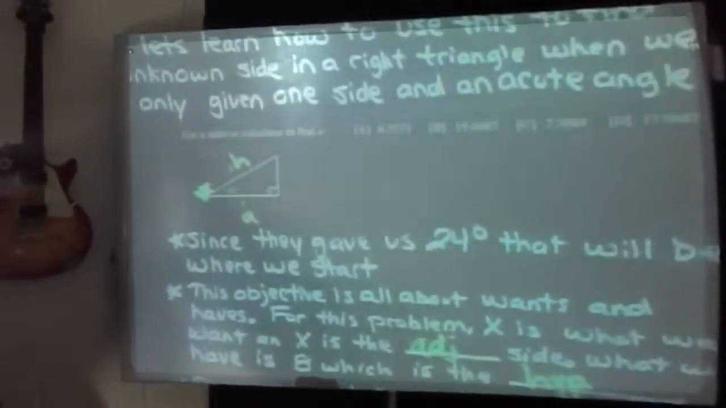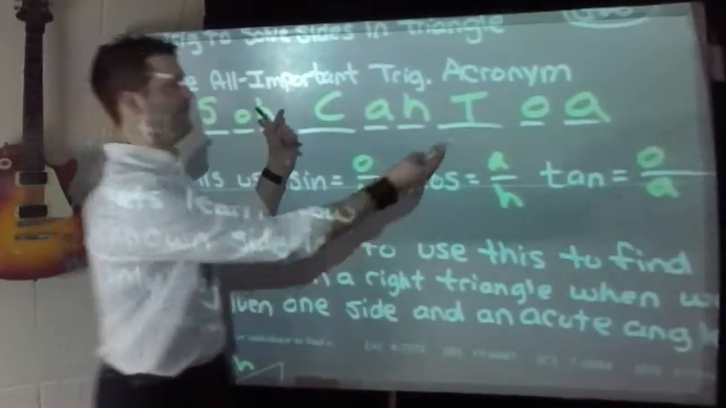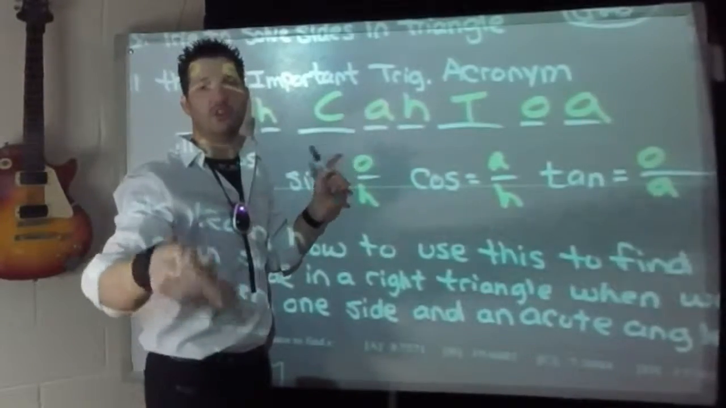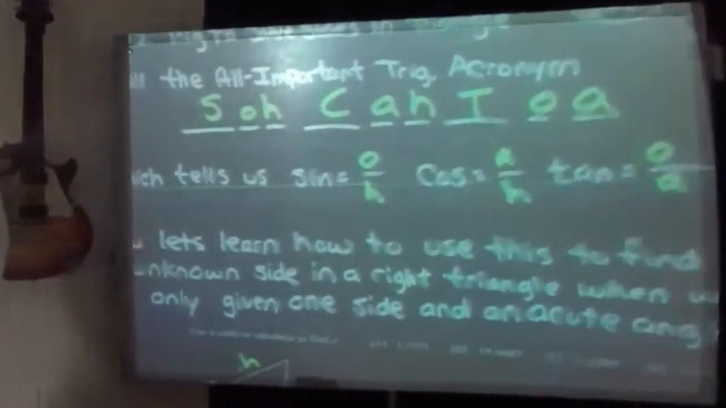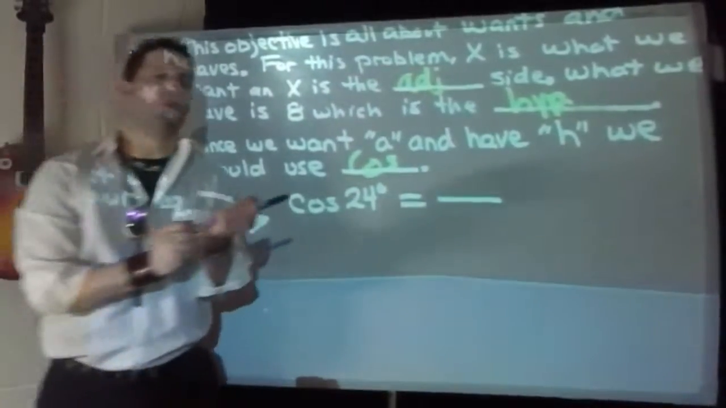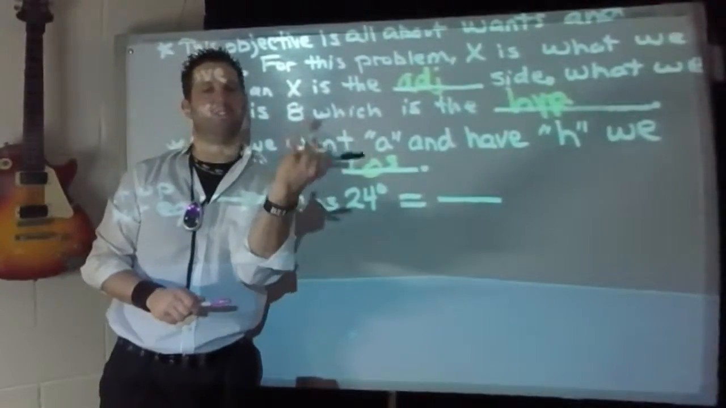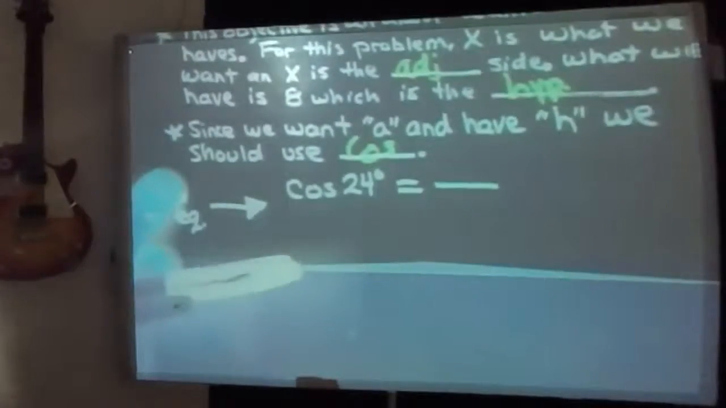You need to go back up to the cheat sheet and say, okay, which one has A and H in it? That's what you're going to use. That means this is a cosine problem. So we are going to use cosine. So ask yourself, what do I have? What do I want? Figure out what letters those are. That tells you sine, cosine, tangent. This is a cosine problem.